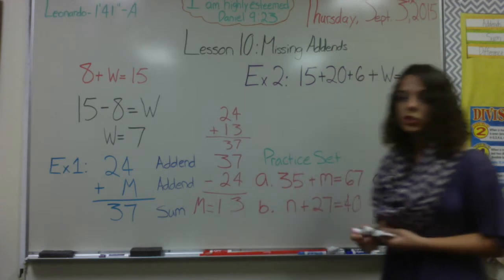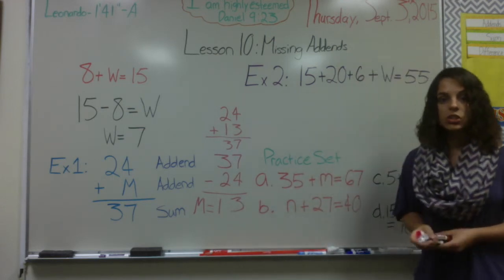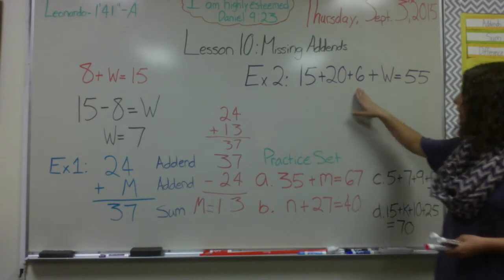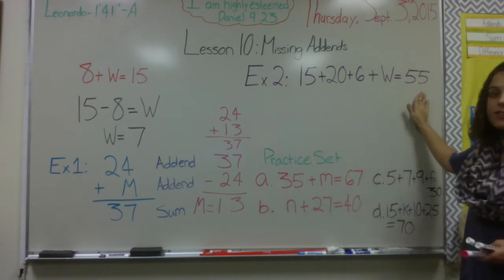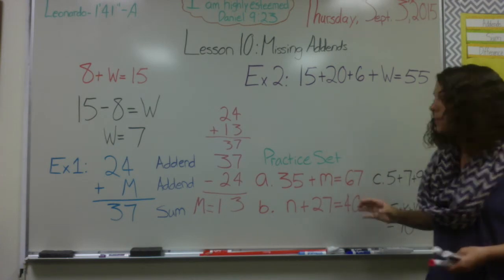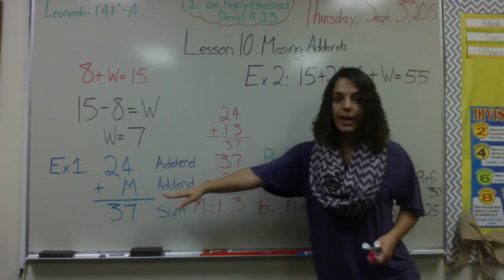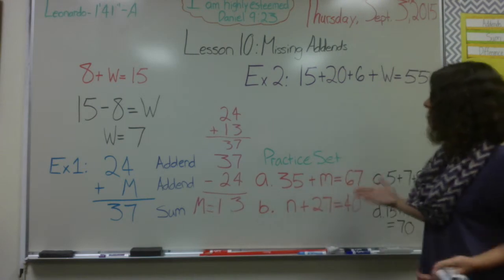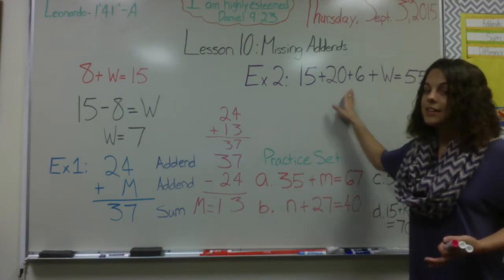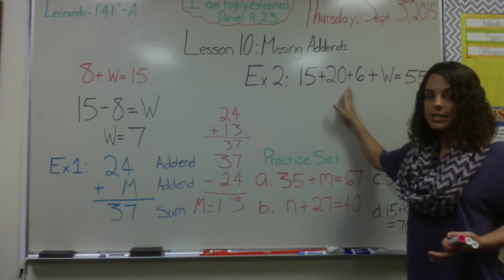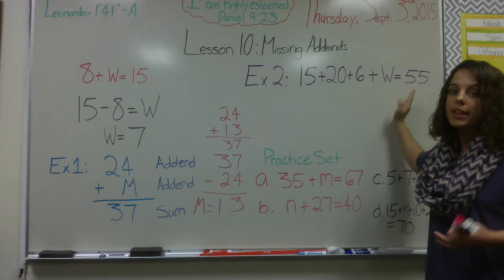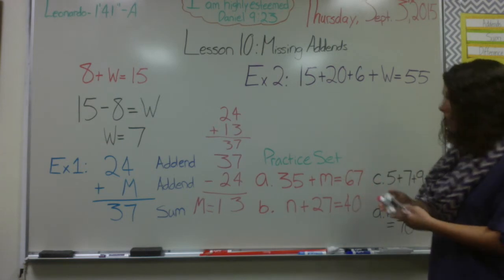Alright, example 2, we're just adding a few more addends to our problem. We have 4 altogether: 15 plus 20 plus 6 plus W equals 55. I can simplify this to where I'm getting back to only 2 different addends and I can solve for it easily. So the only thing we have to do is 15 plus 20 plus 6. These numbers can be added together to create just one number plus W equals 55. That's a correct way of doing it.